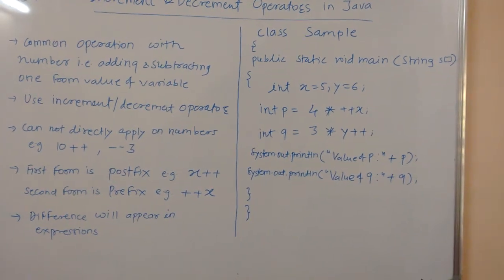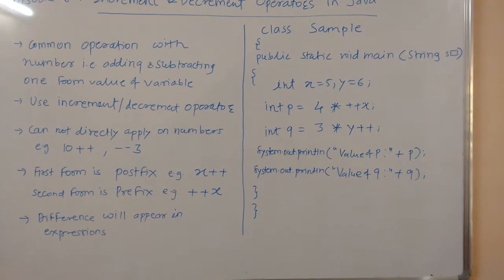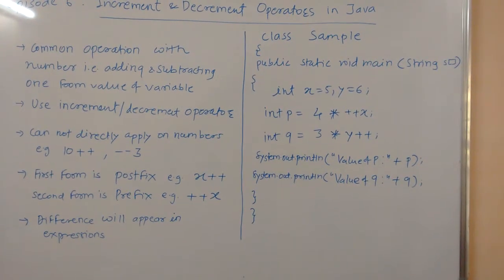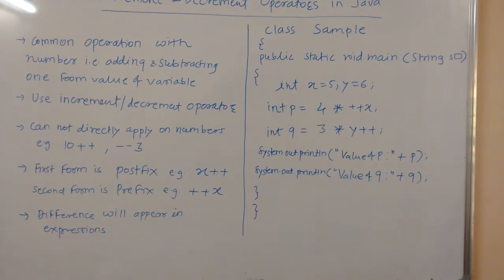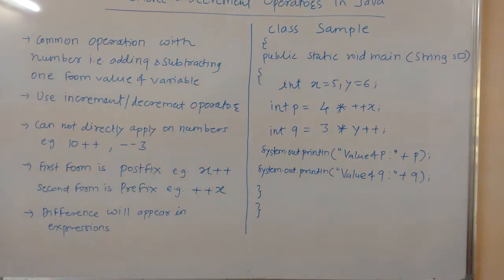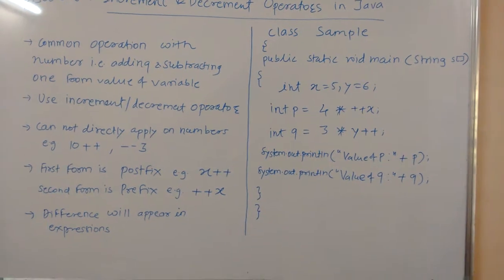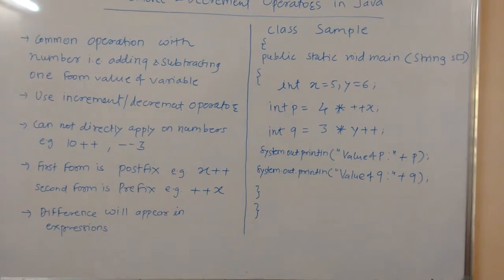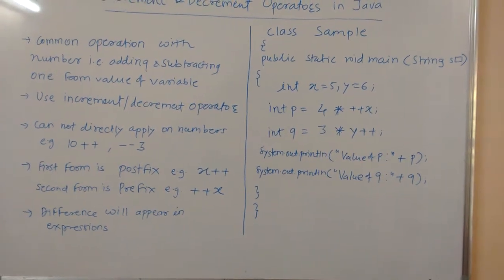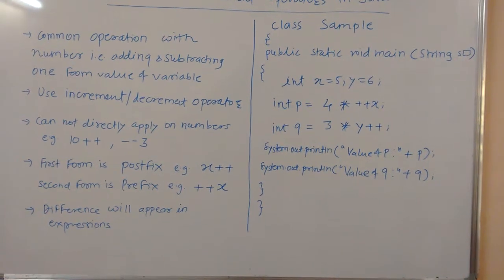Then the next expression, int q = 3 * y++. So here what will happen? 3 is multiplied by the value of y before increment. The original value of y is 6. That 6 is multiplied by 3, that is 6 times 3, 18. Then the value of y is incremented. Then you will get the output like, the first one is 24 and the last one is 18.